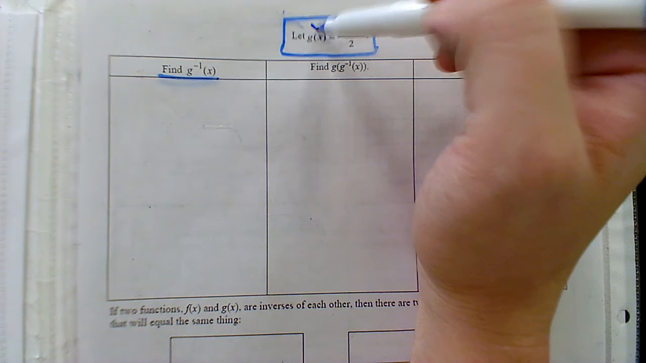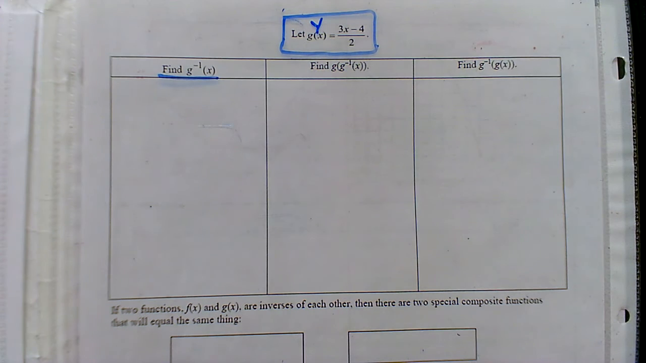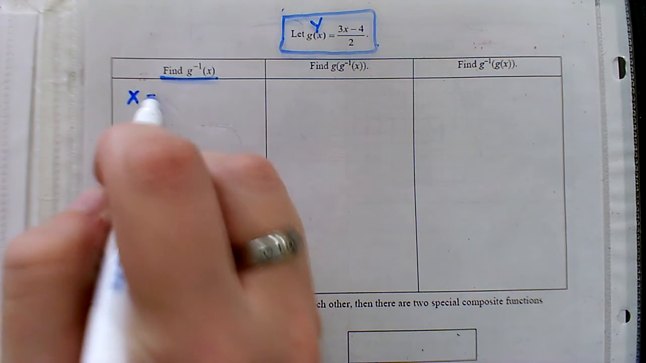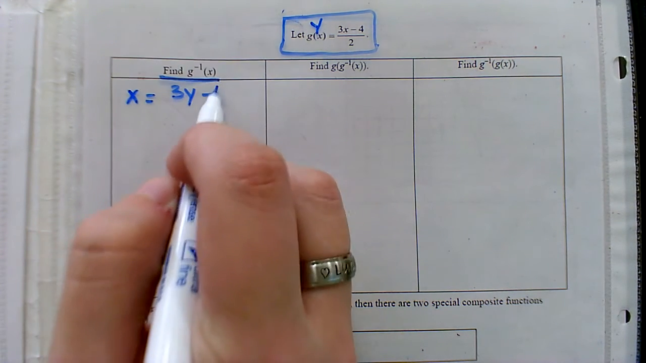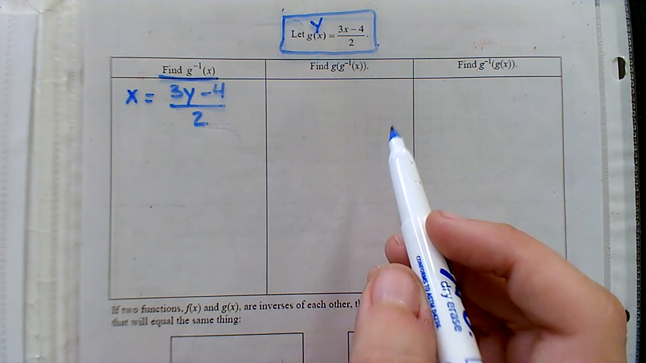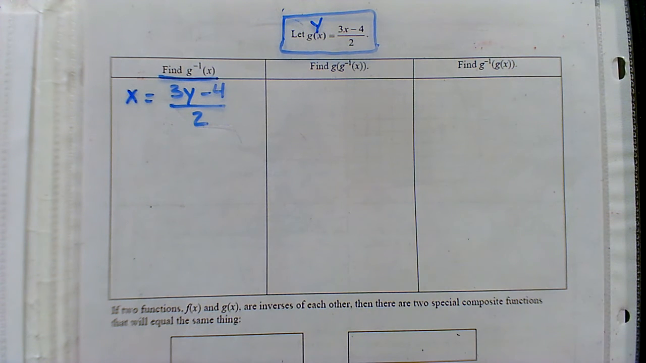So this is good practice from yesterday. F of x, g of x, h of x, whatever they give you, we know that means the same thing as a y variable. So if you were to switch the x's and y's in this equation, we would have x equals (3y minus 4) over 2. I think we can do that simple step, right? We can change x's to y's and y's to x's. The tricky part, though, comes in the process of solving for y.